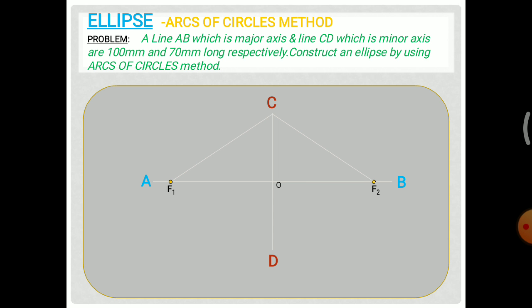So we are naming the foci points here. In the problem they are given the major axis and minor axis. Now we are defining the foci points F1 and F2. For this we have taken AO as length and C as center. Draw these arcs. So from C we are cutting the major axis. So they are cut at F1 and F2. They are marked as F1 and F2.